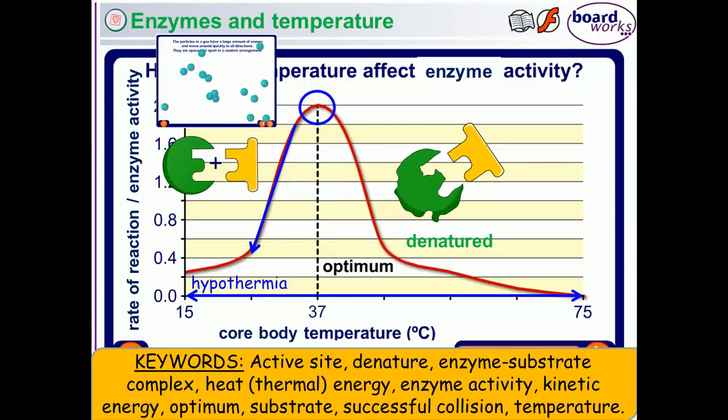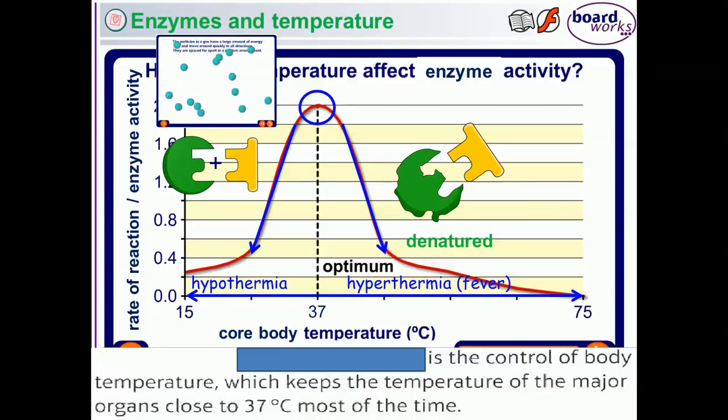Whereas if the core body temperature increases above 37 degrees Celsius, it could lead to hyperthermia. And here, the enzymes in the body cells will denature, and therefore that will also lead to a decrease in enzyme activity, which is not good for body cells.